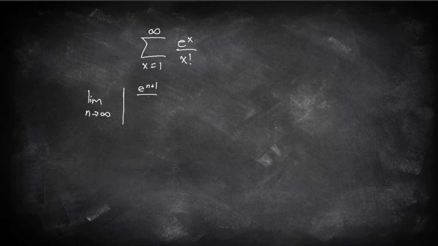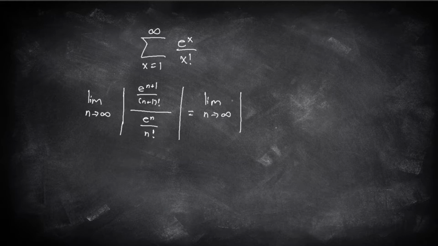Let's say we have the summation from x equals 1 to infinity of e to the power of x divided by x factorial. Usually you're going to use the ratio test for exponentials or factorials. So the limit as n approaches infinity, absolute value. We first substitute x with n plus 1, so e to the power of n plus 1 divided by n plus 1 factorial, divided by, now we substitute x with n, e to the power of n over n factorial, close the absolute value, and that is equal to the limit as n approaches infinity.